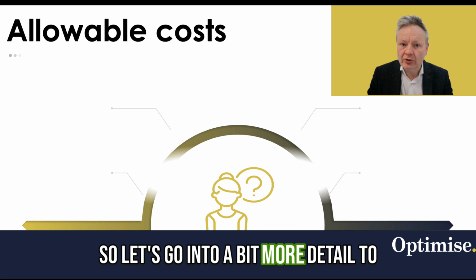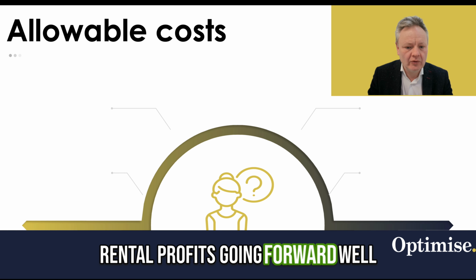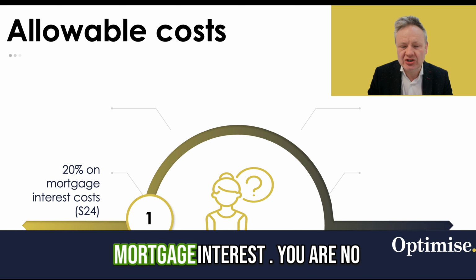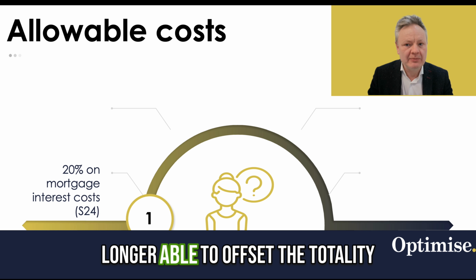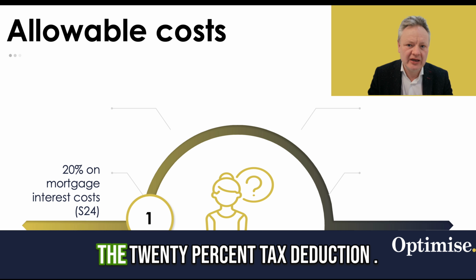So let's go into a bit more detail. What can you offset against your rental profits going forwards? Well, the first thing is 20% mortgage interest. You are no longer able to offset the totality of the interest. You can only offset the 20% tax deduction.